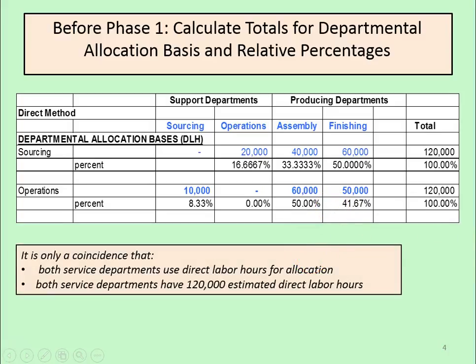So it's only a coincidence that both service departments use direct labor hours for allocation. It's not much more difficult if they use two different bases. And that both have 120,000 estimated direct labor hours. Just a coincidence.